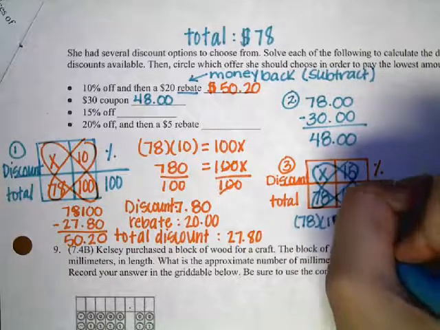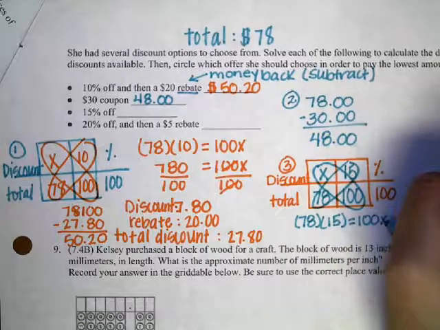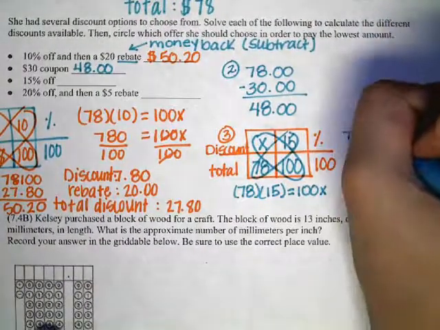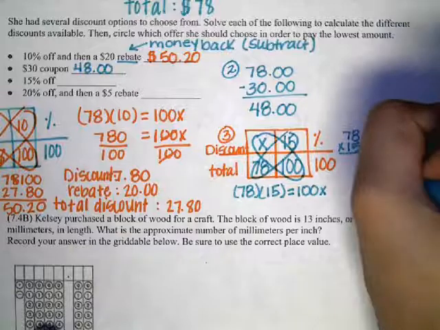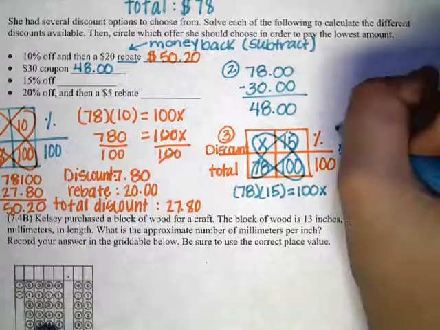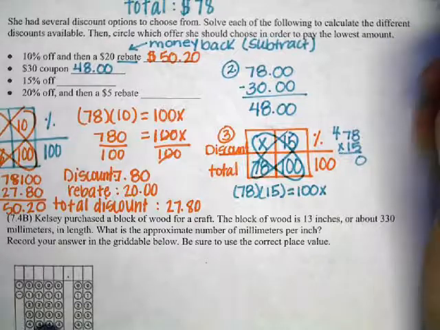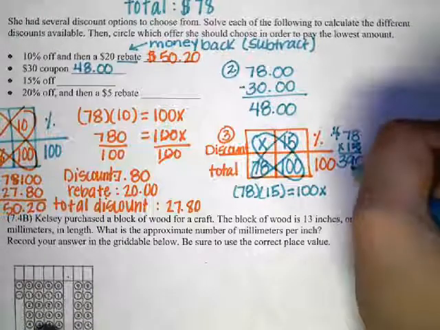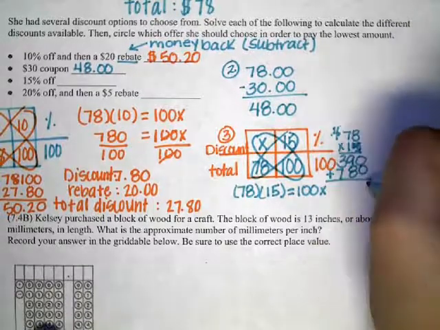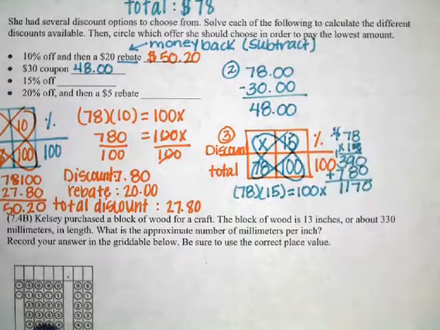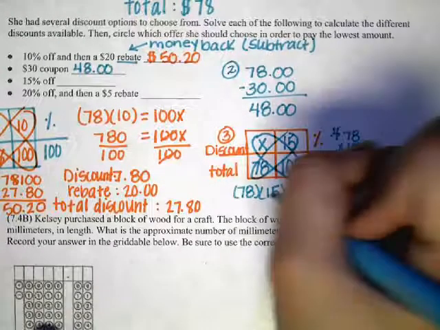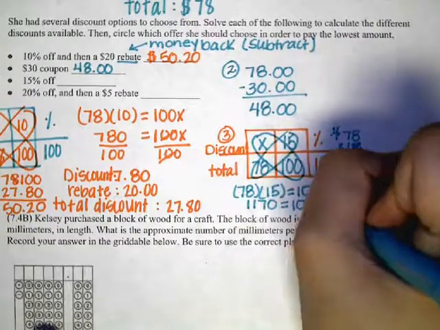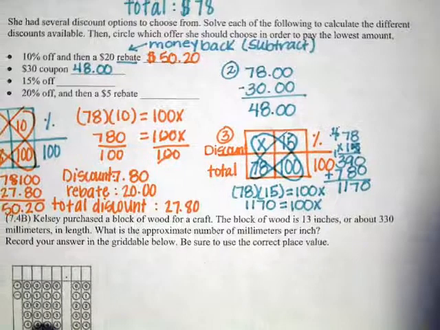78 times 15 equals 100X. 78 times 15: 8 times 5 is 40, carry your 4. 7 times 5 is 35, 39. Tic-tac-toe, 8 and 7. And I get 1,170. I have 1,170 equals 100X. The next step is then to divide by 100.